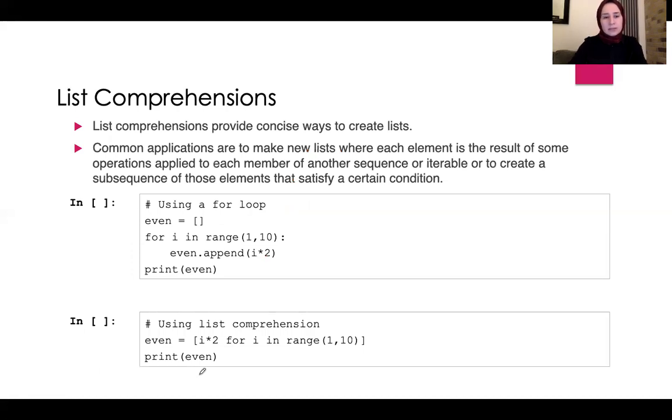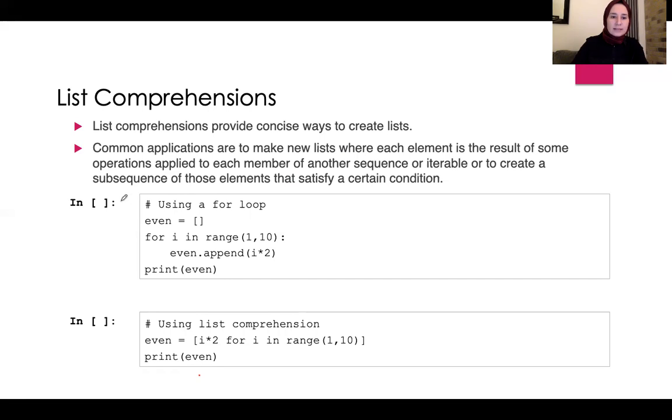Another thing that I would like to mention in this video is list comprehensions. List comprehensions provide a concise way to create lists. The common applications are to make a new list where each element is the result of some operations applied to each member of another sequence or iterable, or to create a subsequence of those elements that satisfy a certain condition. So basically, guys, you can create a list with the result of some operations.